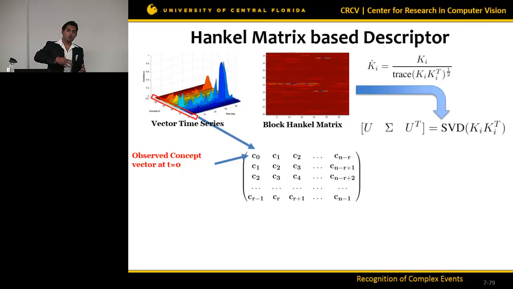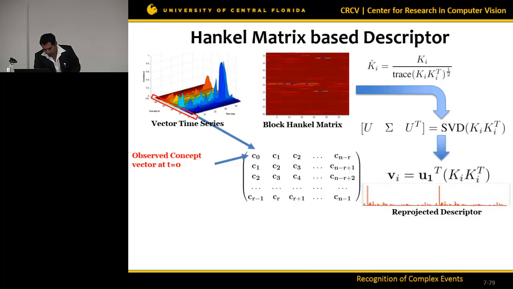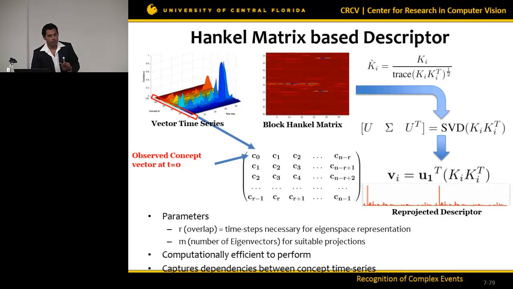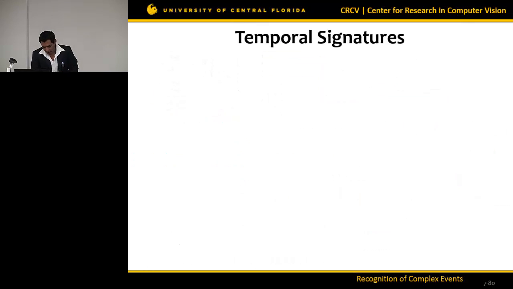Once you have the block Hankel matrix, you can find its characteristics based on eigendecomposition. Basically, you have these several sets of concept detector responses. You transform them to their eigenspace representation. And that gives you a good idea of what is happening in terms of the temporal dependencies: how one concept differs or correlates with other concepts. After you perform the SVD of the Hankel matrix, you basically reproject it to, let's say, the first or second eigenvectors of that system, and that becomes your descriptor. There are 2 hyperparameters here. One is the overlap, and the other is the number of eigenvectors. I have some experiments to show how they actually change.